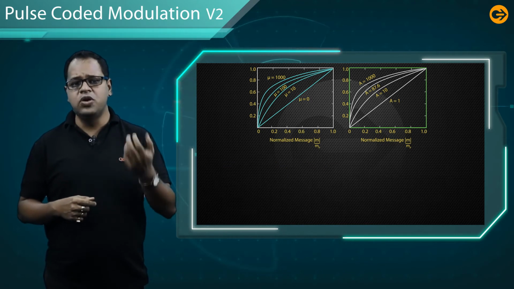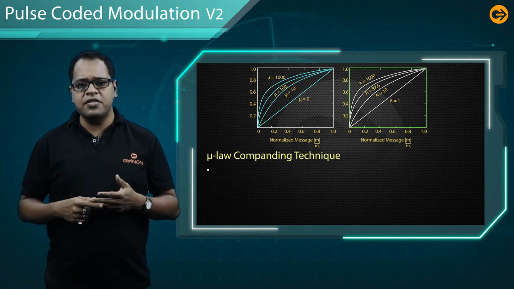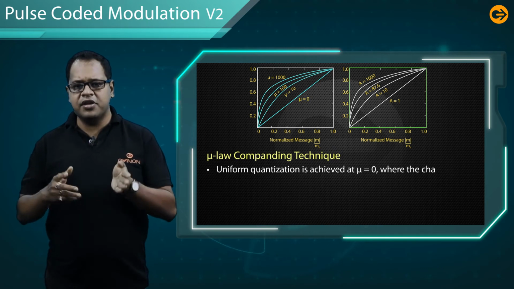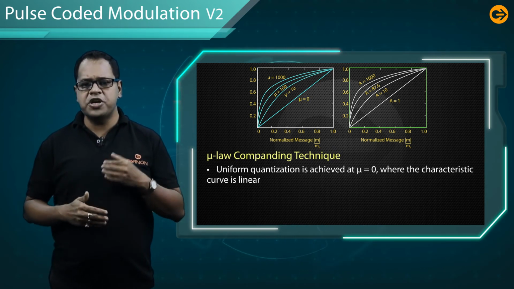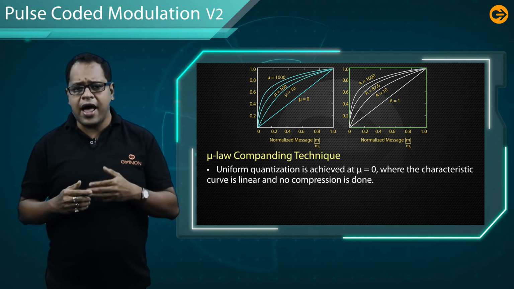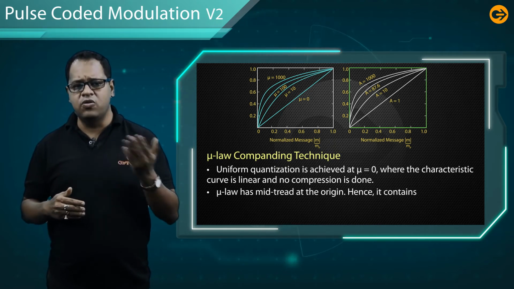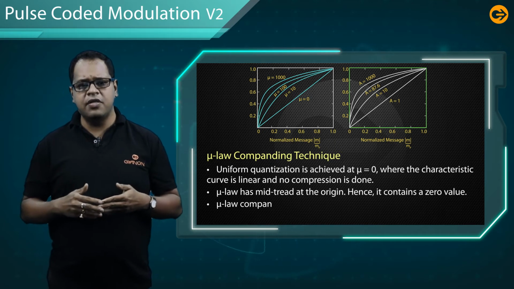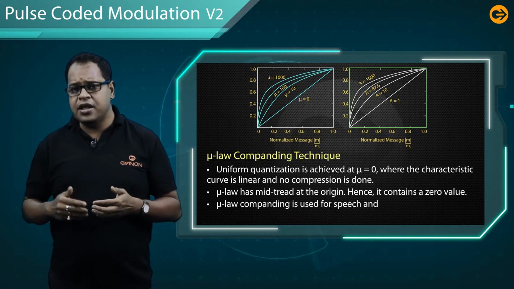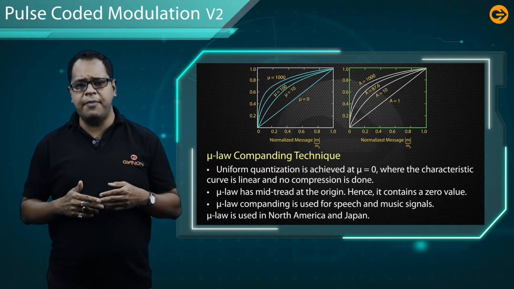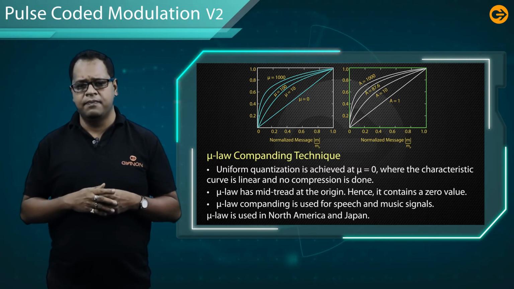Now let us discuss mu law. Uniform quantization is achieved at mu equal to 0, where the characteristic curve is linear and no compression is done. Mu law has mid-tread at the origin, hence it contains a zero value. Mu law companding is used for speech and music signals. Mu law is used in North America and Japan.